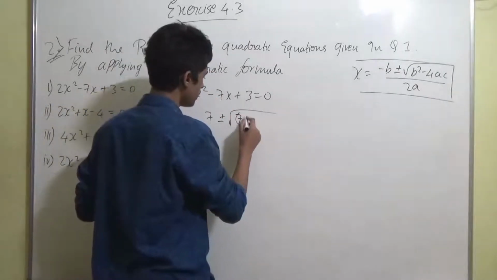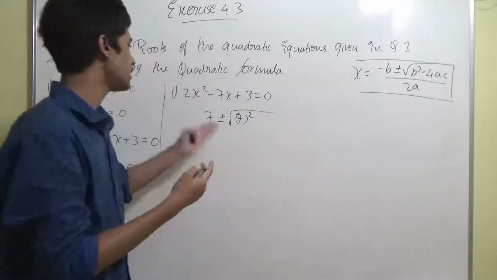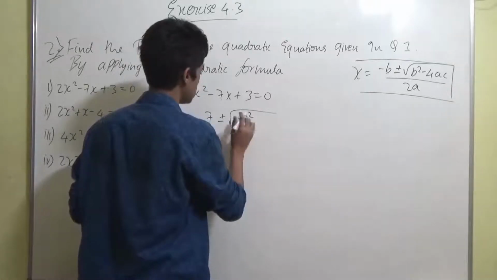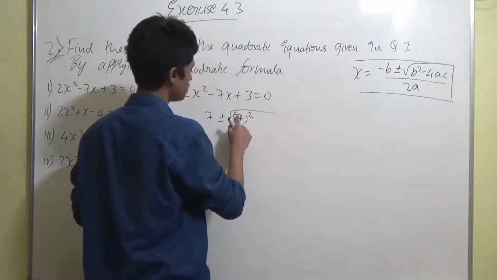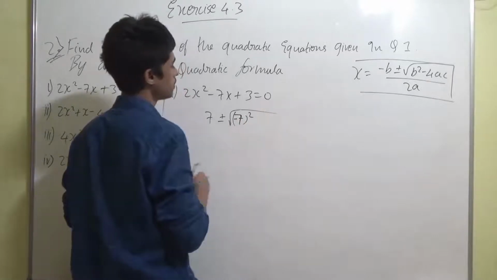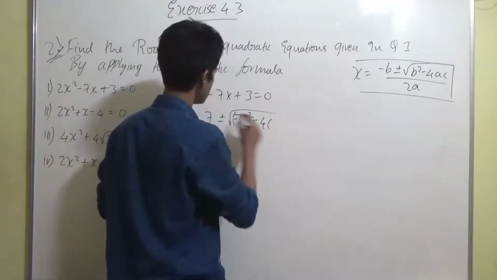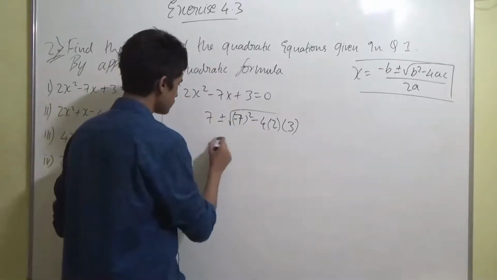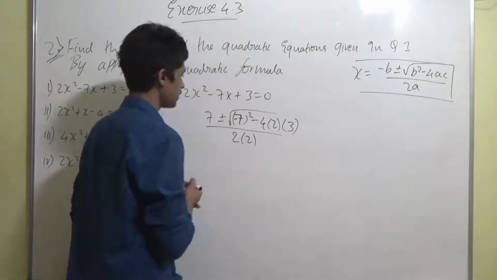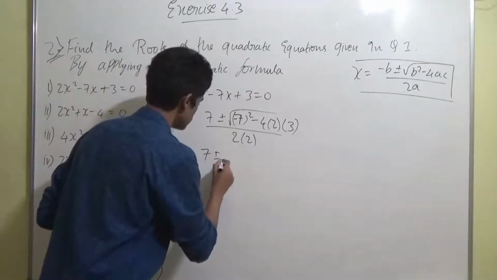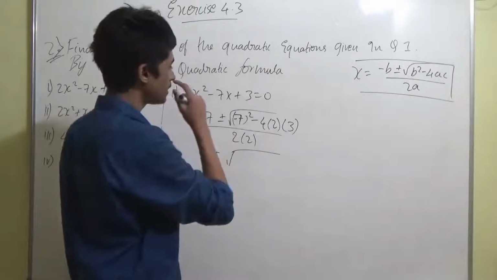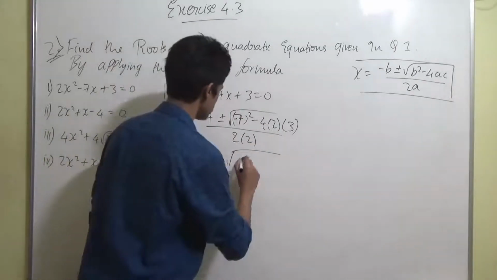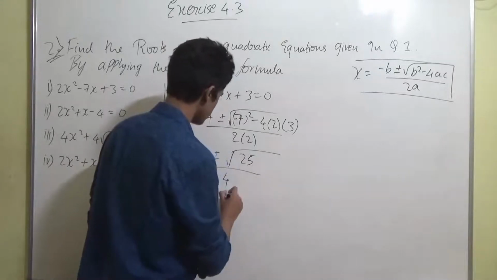b square is 7 square. Whether it's minus 7 square or plus 7 square, it will become positive only because it's a square, right? So okay, I'll write minus 7 square itself. Minus 4 into a into c. a is 2 and c is 3. So it becomes, by 2a, right? So it becomes 7 plus or minus root of 49 minus 8 into 3, 24. 49 minus 24 is 25, 25 by 4. Getting it, guys?